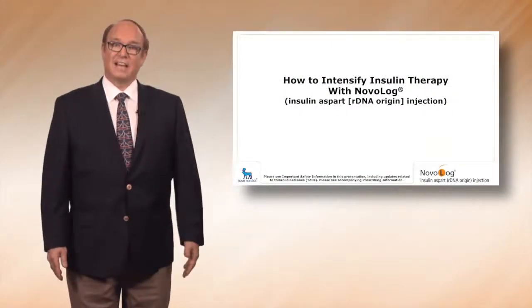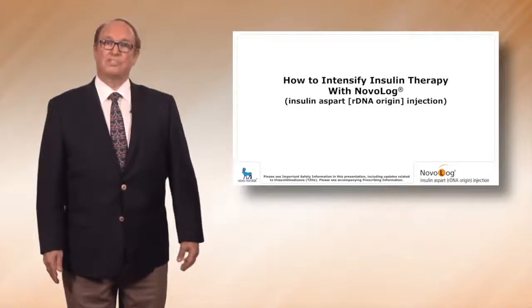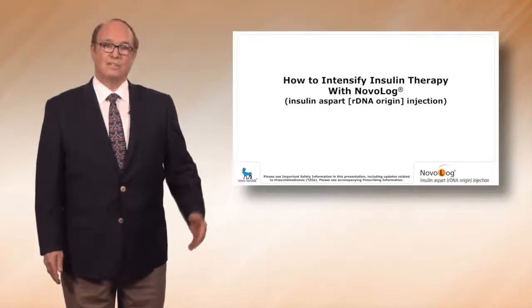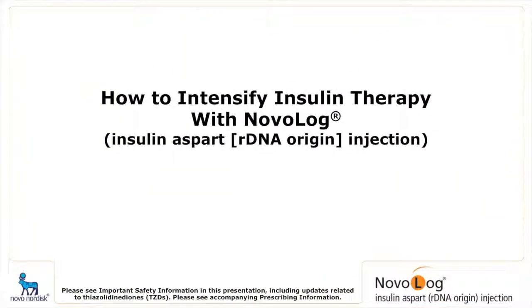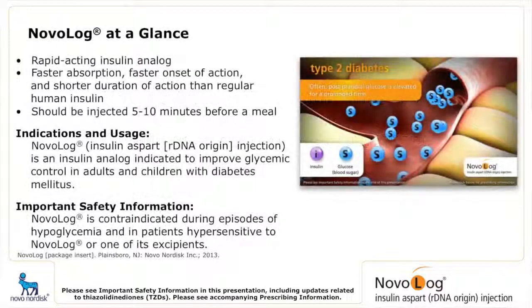So, how do we intensify insulin therapy in patients needing a rapid-acting prandial insulin? As an example, let's discuss initiation of the rapid-acting insulin Novolog, insulin aspart rDNA origin injection. Novolog is a rapid-acting insulin analog with a faster onset of action and shorter duration of action than regular human insulin. Because of its fast onset of action, Novolog should be given 5 to 10 minutes before a meal.